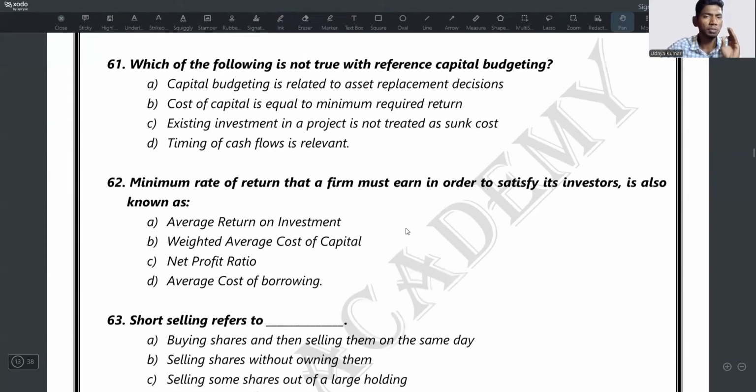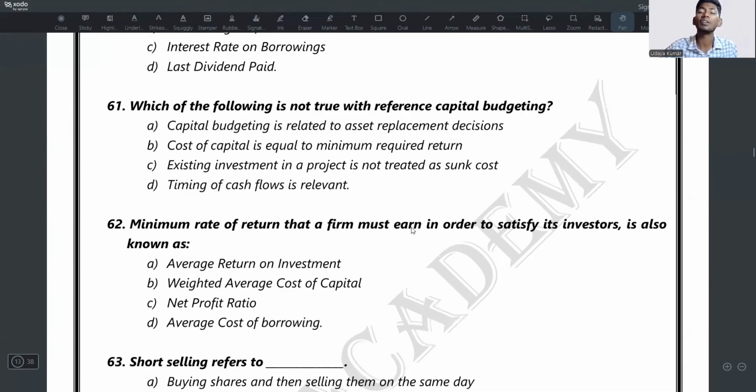Okay, moving to question number 61: which of the following is not true with reference to capital budgeting? Here you have to focus more on the options. Everything will look familiar or similar, we can say. Option A: capital budgeting is related to asset replacement decisions. Cost of capital is equal to minimum required return. Existing investment in a project is not treated as sunk cost. Timing of cash flow is relevant. So easily you can answer. What is the right answer?